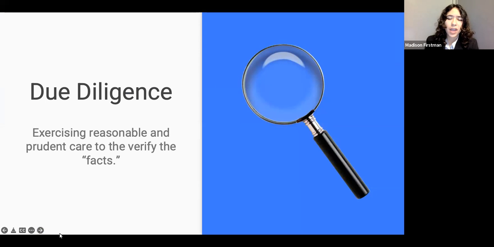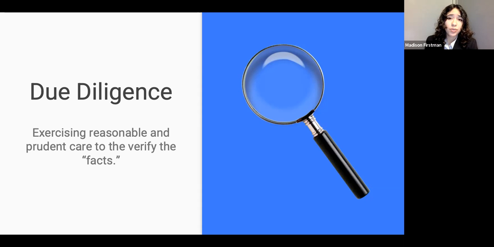All of this to end on the concept of due diligence. When one is doing their due diligence, they're exercising their reasonable and prudent care in verifying the facts. Investors should ensure that the financial data and all other relevant information that the firm has included in their PPM and term sheet is accurate.